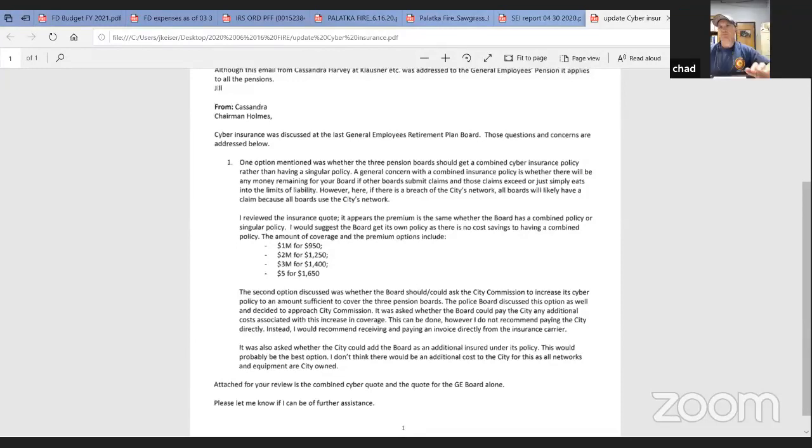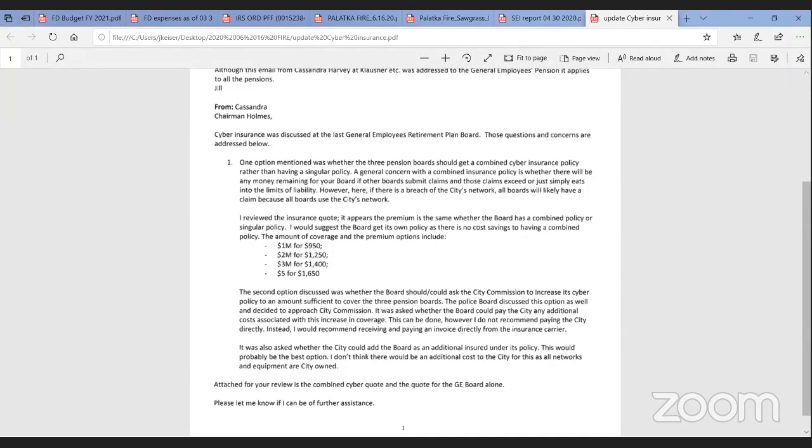I understand. So what's your thoughts on that, Ms. Cassandra? So I would like to go through the three boards to see how much money is in each plan and how many participants are covered, because that is their best indicator of the amount of coverage that would be appropriate. I'm sorry, I didn't have an opportunity to look through the reports. That's where we stand with that.